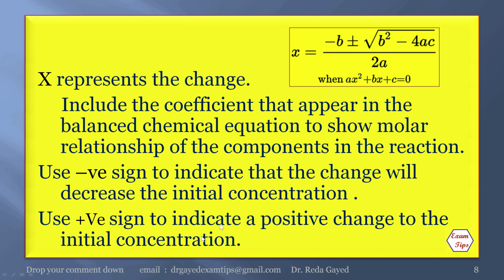The same scenario applies for the positive sign. Put a positive sign to indicate a positive change to the initial concentration. So any reactants or products that will gain something, you have to put plus x. On the other hand, if it loses any quantity or partial pressure, it should take a minus sign. Okay?